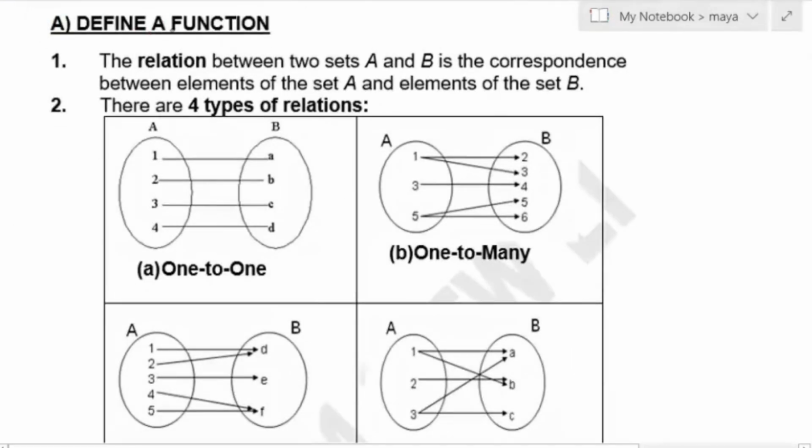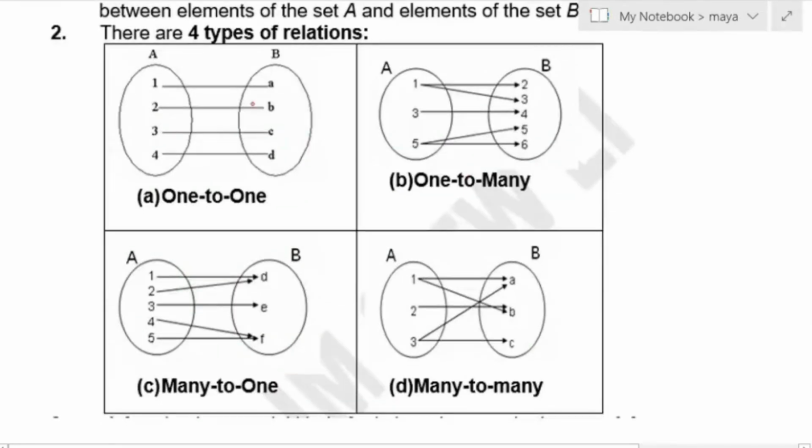For a relation between two sets, this is one set of numbers, and this is another set of numbers, set A and set B. For the relation, you have four types of relation. First is one-to-one, and then one-to-many, which means one maps to two answers. The third type is many-to-one, and this one is many-to-many. This is your domain, your X. And this is your codomain, your Y, or we call it your range.